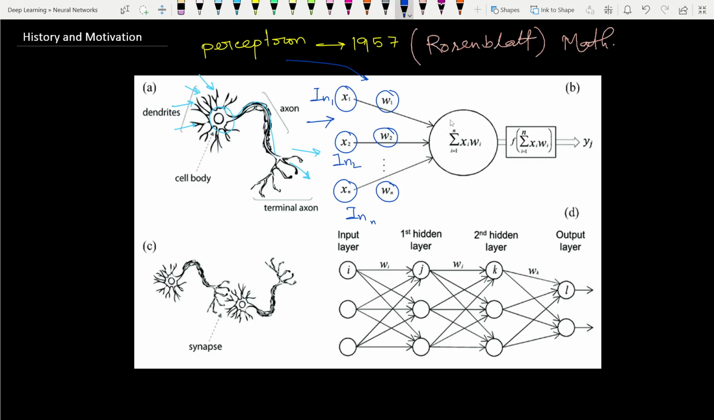First of all, we have to take the summation over each input, that is, x1 w1 plus x2 w2 and so on up to xn wn. So mainly we will perform that operation first. After making that summed value, the multiplicative sum, we will pass that value through a function. That's called an activation function.